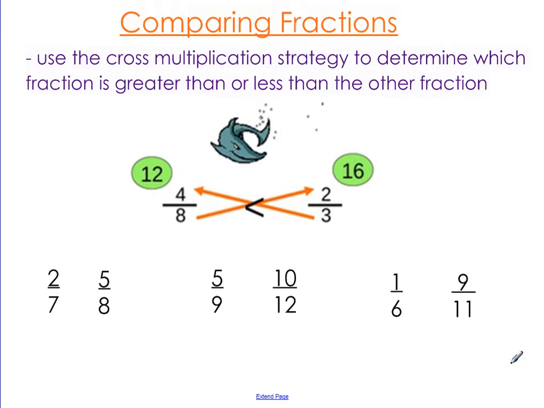other fraction. Looking at our example here, we're comparing 4/8 to 2/3. Now to cross multiply, we're going to take the bottom denominator and multiply by the opposite top numerator and get a product. Then we're going to take the other bottom denominator and cross up to the opposite numerator and find its product. Then compare the two products.